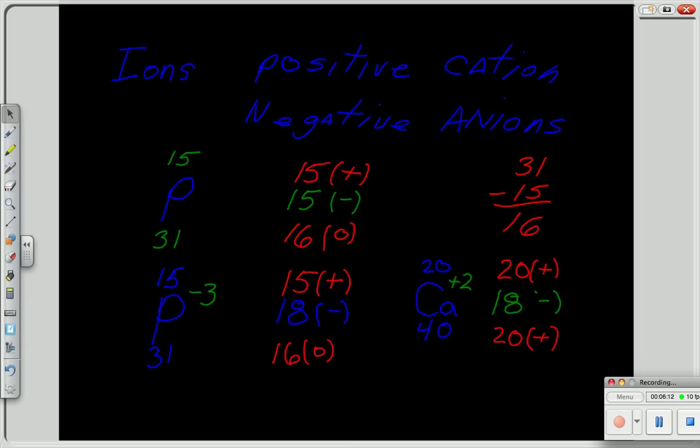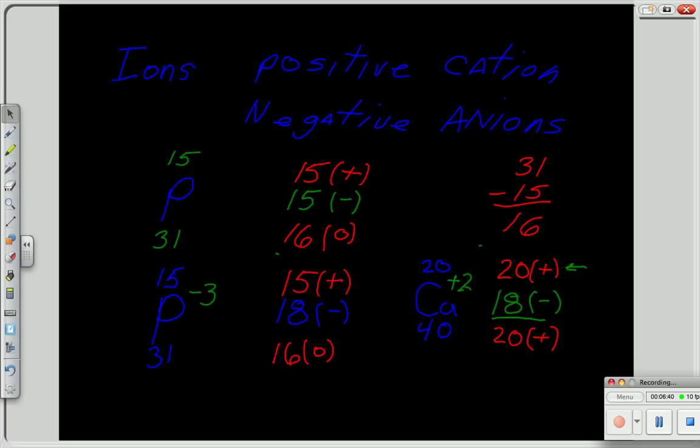You got to get used to that. In a way, when you see a positive charge here, it means you take away electrons. Okay, so that positive right there means you took away 2 electrons from the atomic number to get 18. I'm not really sure I wanted to do that. Again, I messed it all up.